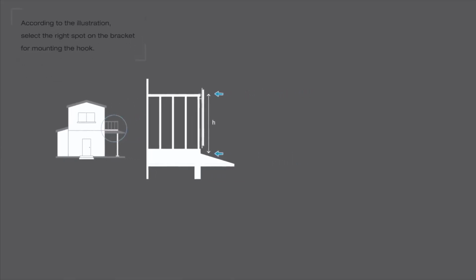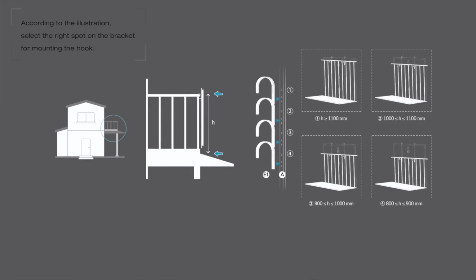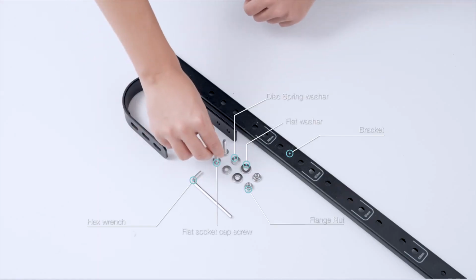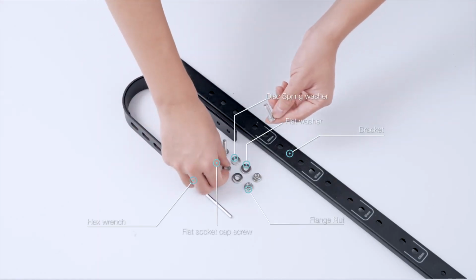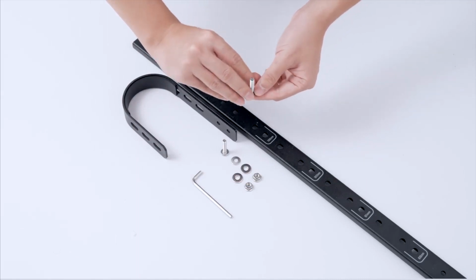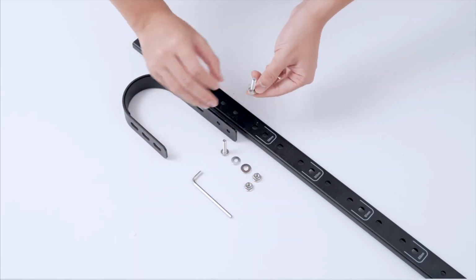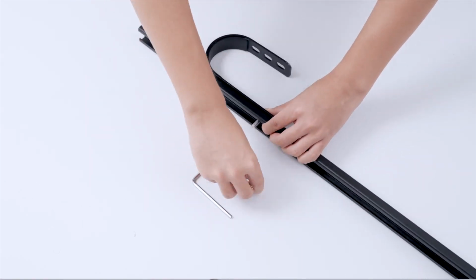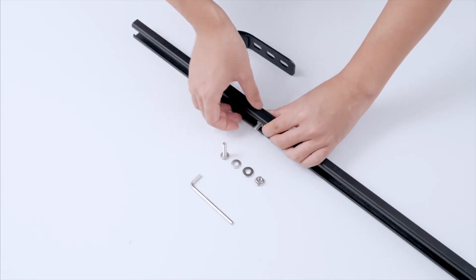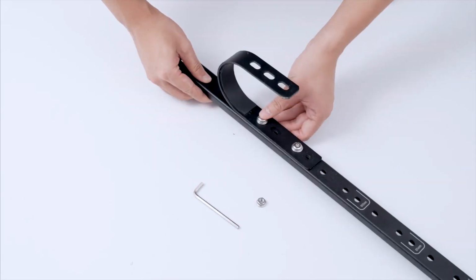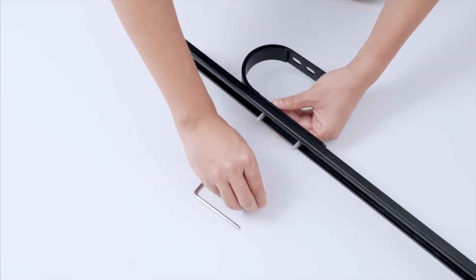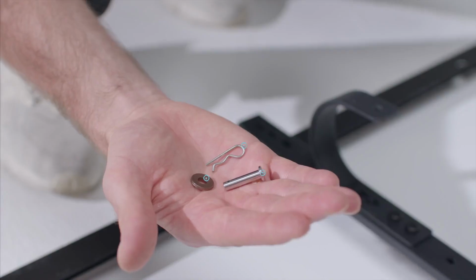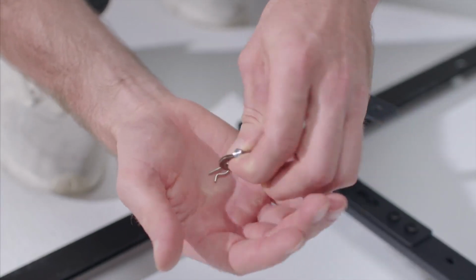Measure the height of your fence and do as instructed. Peel off the self-stick protective pad and stick it to the hook. Fix the hook on your selected spot of the bracket. Use the accessories to mark down the position of the bracket on a solar panel.